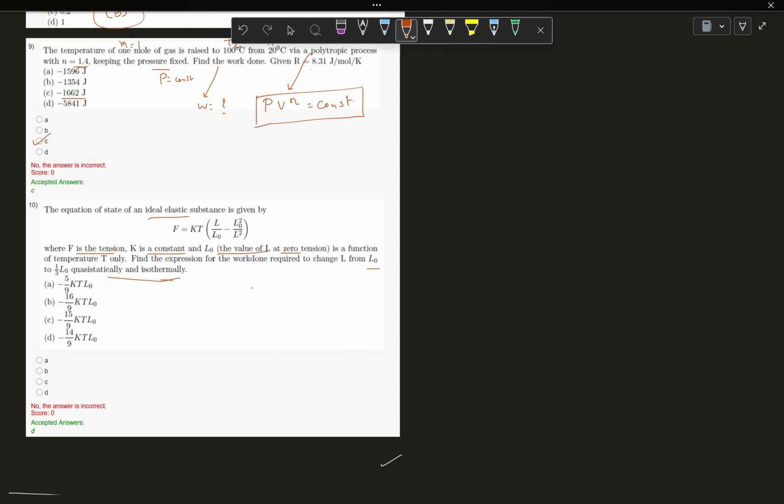So here we have equivalent quantities: the tension of the object and the length of the object. This is an ideal elastic substance, so you can think of it like a solid wire. That wire will have a tension, which is basically some kind of force. So this tension is F, that is one quantity, and the other quantity is length L.